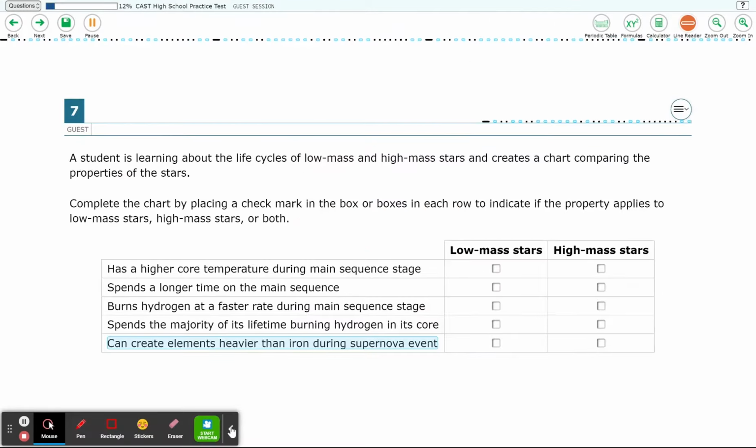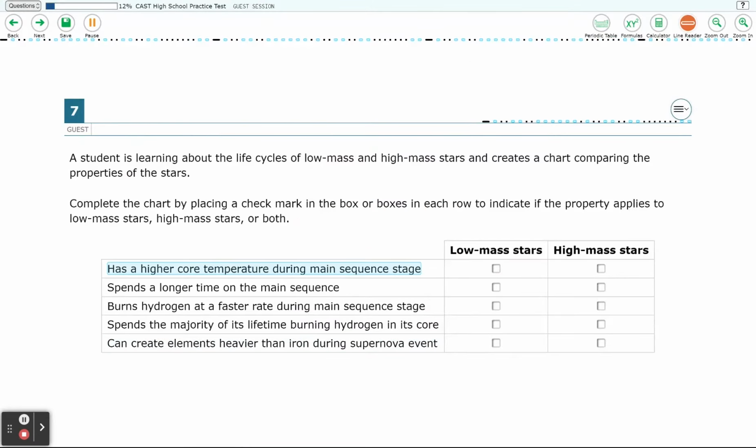All right, now that you've recorded your answers, let's talk through these one at a time. So, has a higher core temperature during its main sequence stage. Well, low mass stars have less gravity pulling them together, so they aren't as hot in their core. High mass stars have more pulling them together, and as gas is compacted, they heat up. So that would be a high mass star.